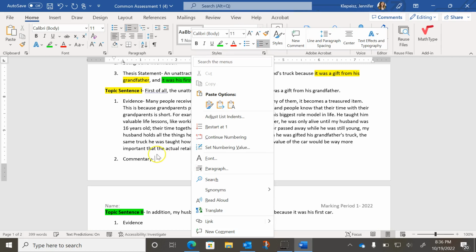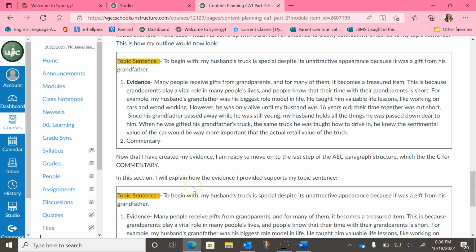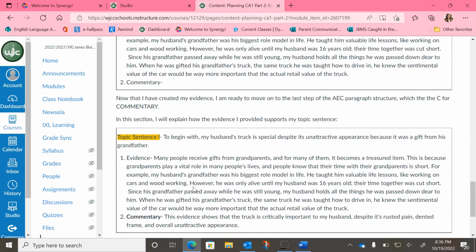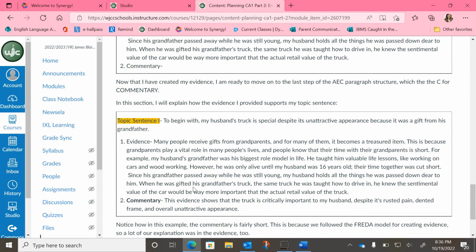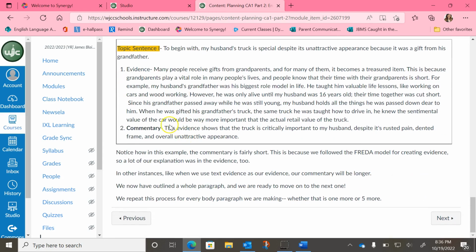Welcome back. Now we're ready to do our commentary for that paragraph. Let's talk about what commentary is. Commentary is the C part of the AEC paragraph structure. This section is quite simple. It's where you're going to explain how the evidence that you provided supports your topic sentence. So for mine, I said, this evidence shows that the truck is critically important to my husband, despite its rusted paint, dented frame, and overall unattractive appearance.